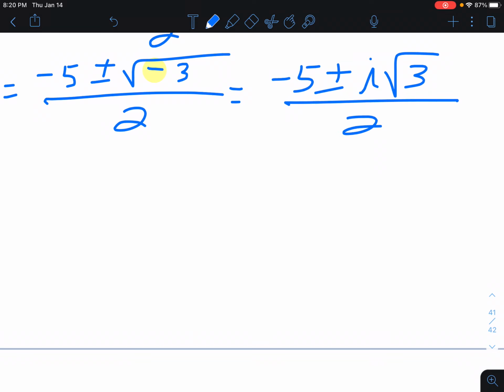And the square root of 3, can I simplify it? No way. And this fraction can also not be reduced. So this ugly thing is your answers, and that's done.